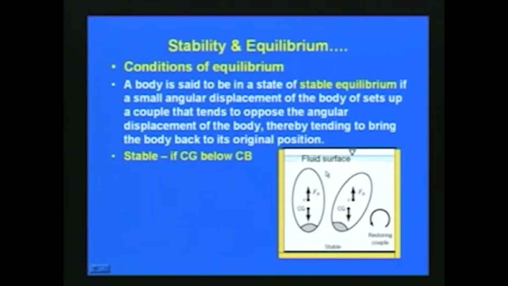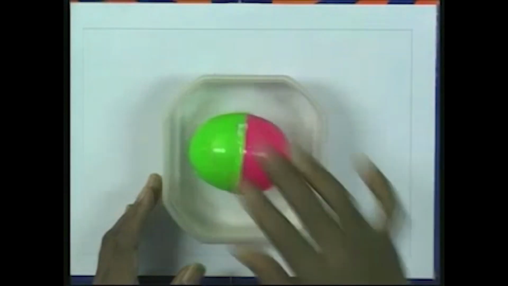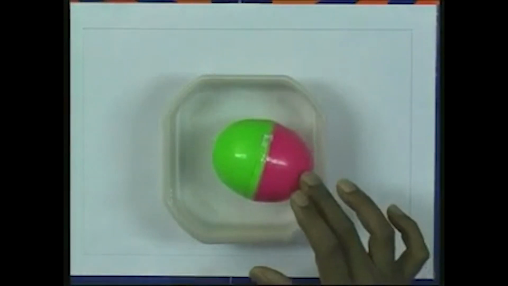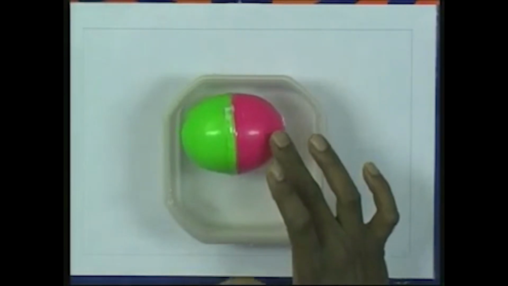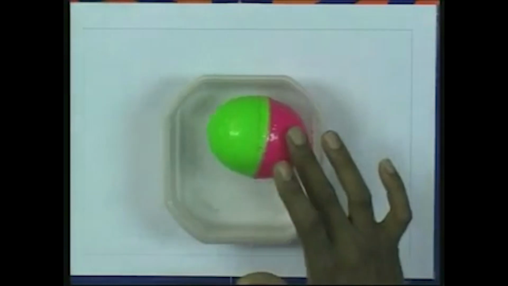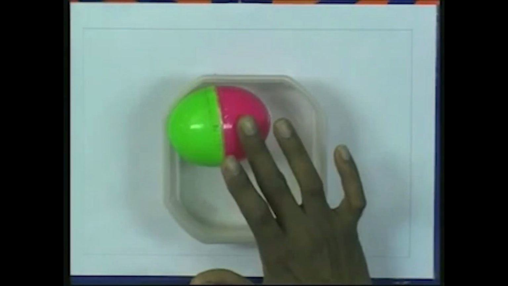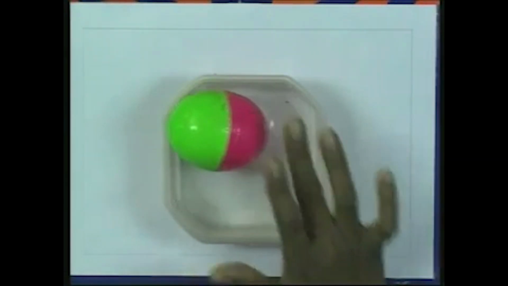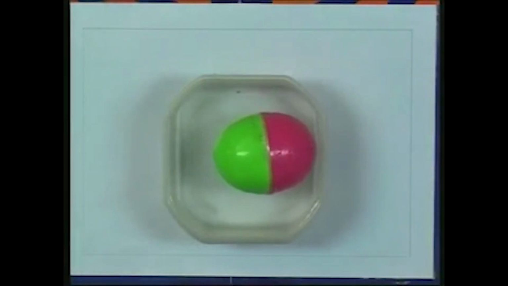In this small experiment you can see there is water in a container and a body is floating. Here I am giving a small overturning moment like this, but you can see that still the body is returning to its original position, making it stable. When a small angular displacement of the body sets up a couple that tends to oppose the angular displacement, this kind of equilibrium is called a stable equilibrium.